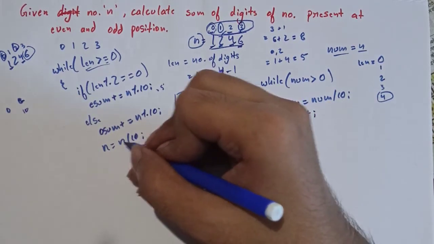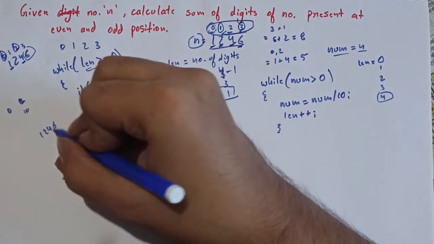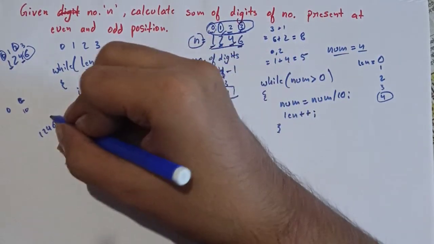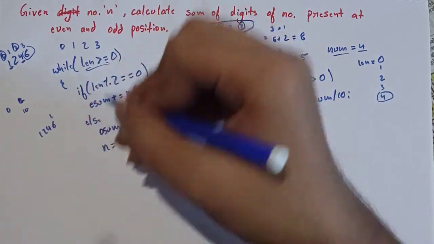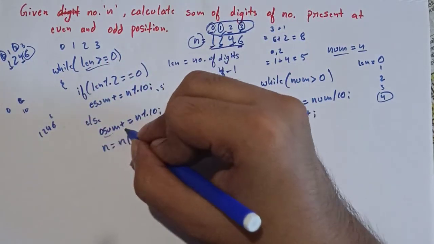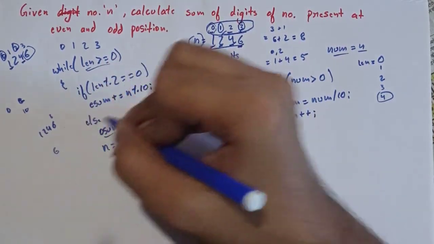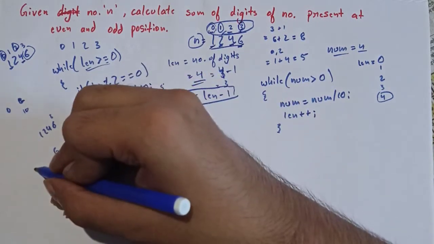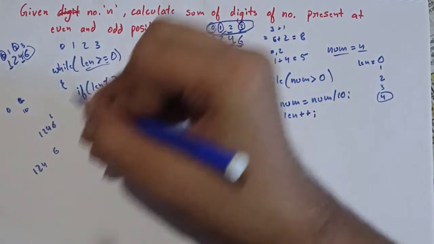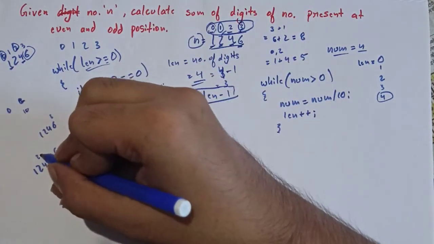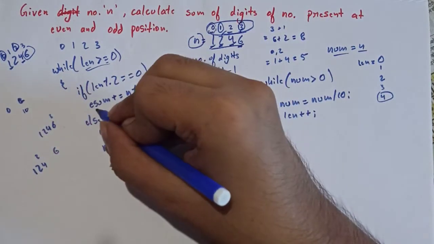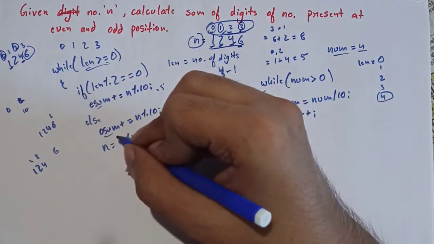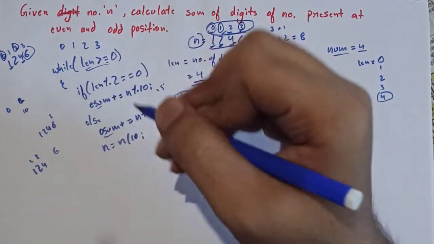So first time we had our number 1 2 4 6. We first of all hit our else part because the position was odd. So we stored in oSum the value 6. Now we do n is equal to n by 10 so that it goes to 1 2 4. Again the loop is repeated. It checks, it gets an even position, so eSum is calculated. Then oSum is calculated, and then again the loop executes.